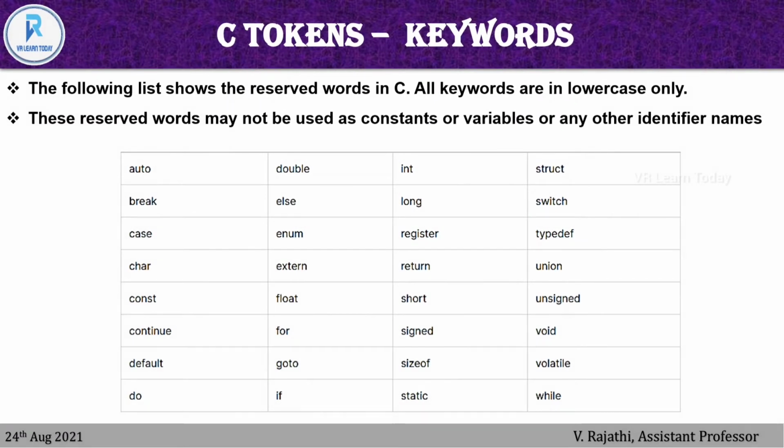First, C tokens: keywords. Keywords are the reserved words in C, and the following list shows them. All keywords are in lowercase only. These reserved words may not be used as constants, variables or any other identifier names. For example, if you want to declare a variable, for int a or int b you can use int a, b, c like this, but you should not use these keywords as a variable.